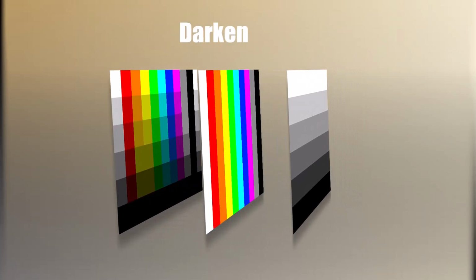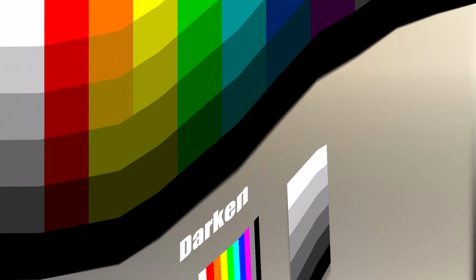The first of the Darken blend modes is called Darken. Darken works by comparing each color channel, red, green, and blue, of each pixel in the blend layer with each channel of each pixel in the base layer. If the color value is lower in the blend layer, the result uses the value from the blend layer. If the color value is lower in the base layer, it uses the value from the base layer.